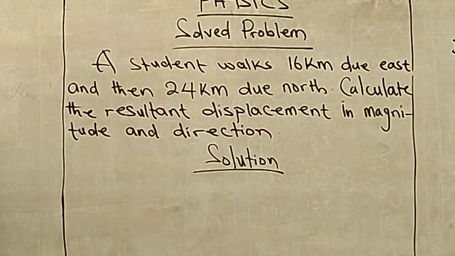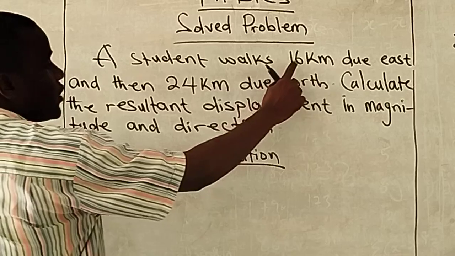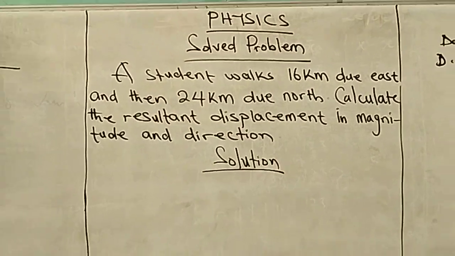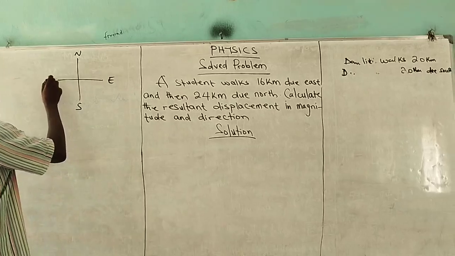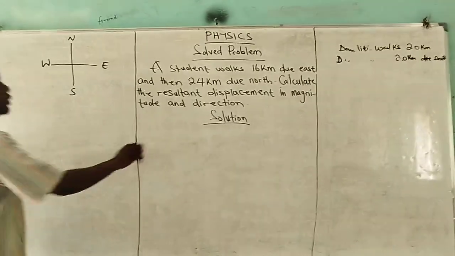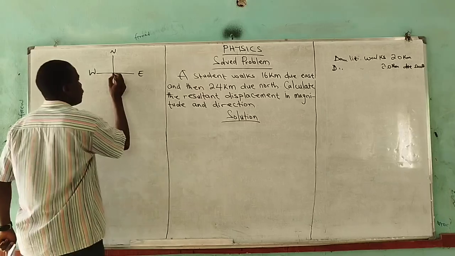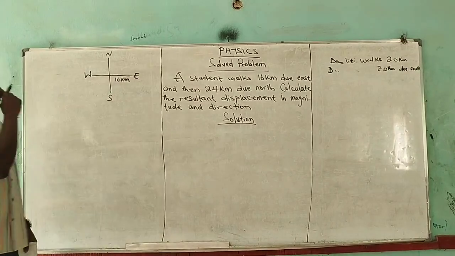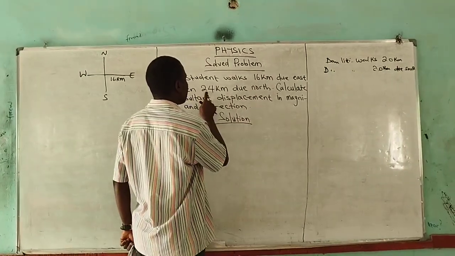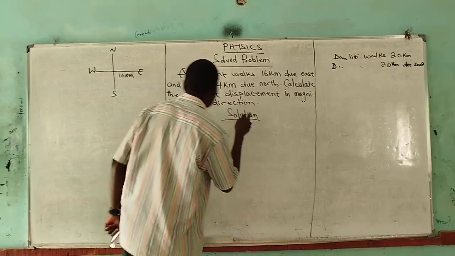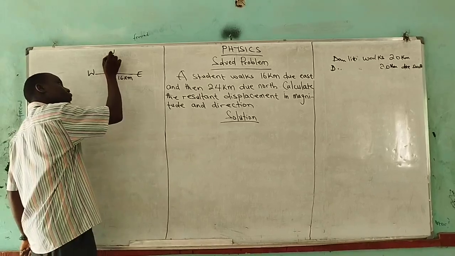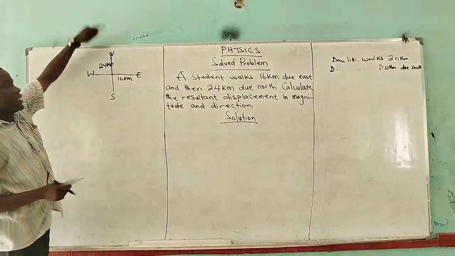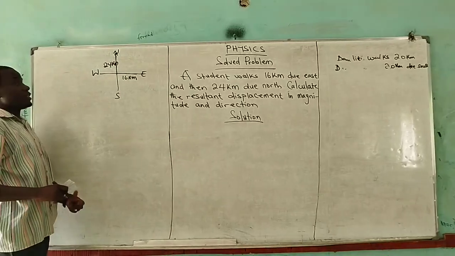So let's do this. A student walks 16 kilometers due east. Look at this. We have something like this. We have north here, we have south, we have east, and we have west. You see? Then we say what? 16 kilometers due east. So from here, it walks 16 kilometers. And then from there, he walks how many kilometers? 24 kilometers due north. You see? It moves 24 kilometers in the direction of the north and 16 kilometers in the direction of the east. As you can see.